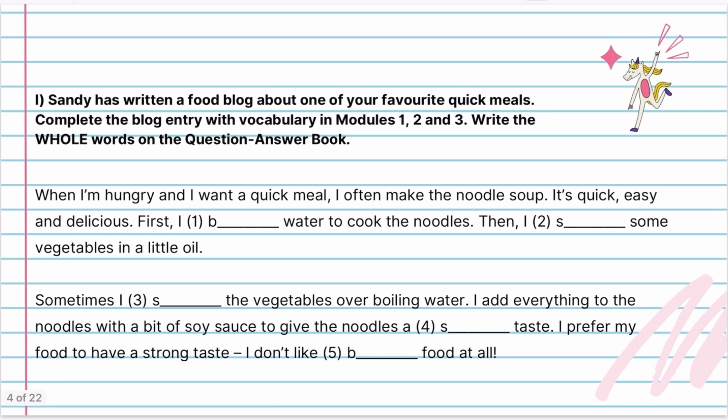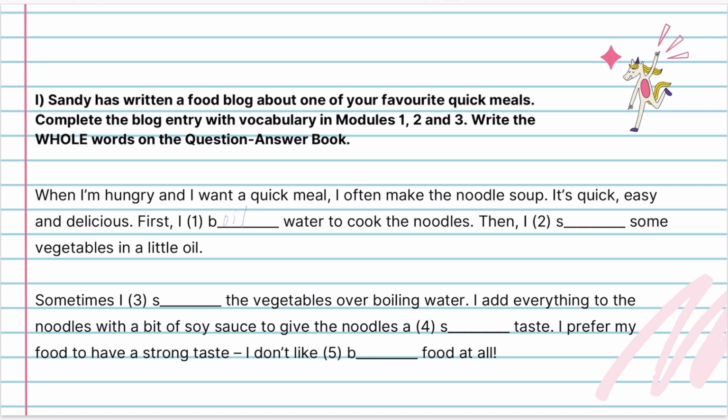First, so this is the first blank. Think about what you do when you need to make noodles. You need to heat the water to cook the noodles. So, what is the way of cooking when you heat water as a medium to cook food? Yes, the answer is boil.